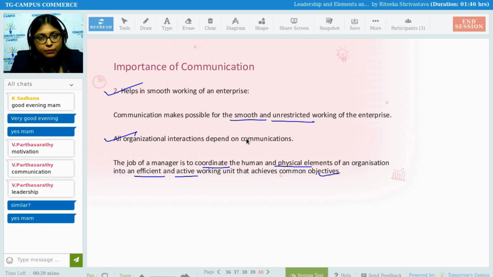Obviously, communication is going to help improve the smooth functioning of the organization. If you have good communication with everyone, there will be good interpersonal relations, human relations, physical relations, efficient working, active working. Everything will be very good in the organization.